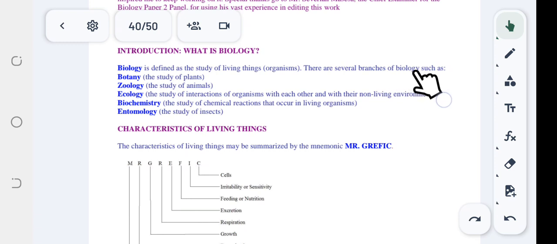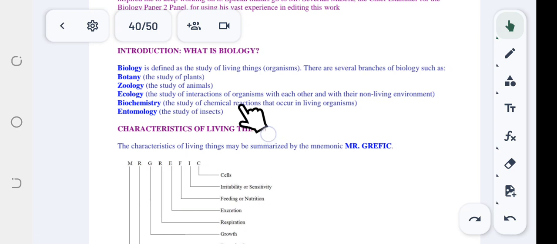There are several branches of biology, such as botany, the study of plants; zoology, the study of animals; ecology, the study of interactions of organisms with each other and with their non-living environment; biochemistry, the study of chemical reactions that occur in living organisms; entomology, the study of insects; and genetics, the study of genes.